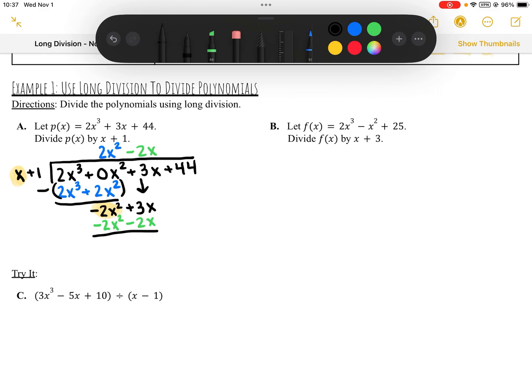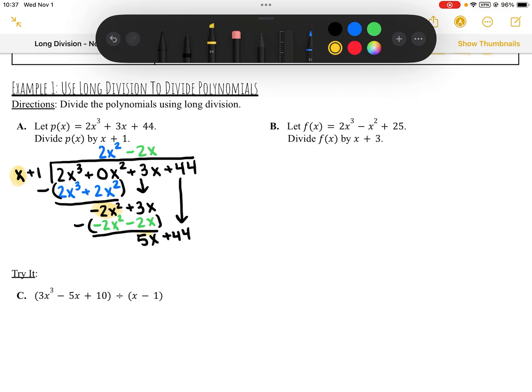And then from here, I'm going to subtract. Okay, negative 2x squared minus negative 2x squared will give you 0. 3x minus negative 2x. Subtracting a negative becomes adding a positive. So that's 3x plus 2x, which gives us 5x. And then from here, I'm going to bring down my next number. So I have plus 44.